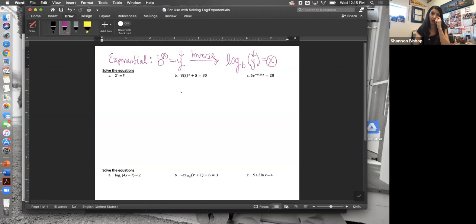So check out part A. 2 to what power makes 5? Well, okay, we could certainly estimate. I mean, 2 squared is 4, 2 cubed is 8. So the answer has to be somewhere between 2 and 3. But instead of using guess and check methods, or instead of using Desmos and intersecting this to find out when it is, you can rewrite these three components, base, power, result, in logarithm form.